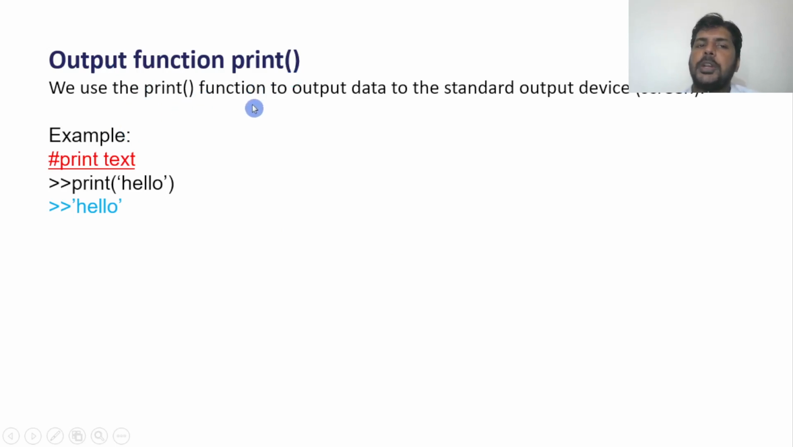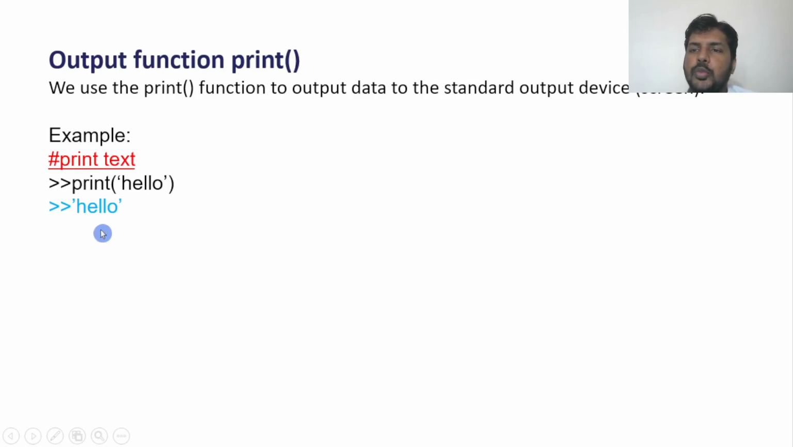We use the print function to output data to the standard output device, the screen. That means if you want to show the output on the screen, you use the print function. For example, if I want to say hello, I'll just type print, and in the quotations I will write hello, and if I click enter, automatically I will get the output hello. You can see here the blue color is output.